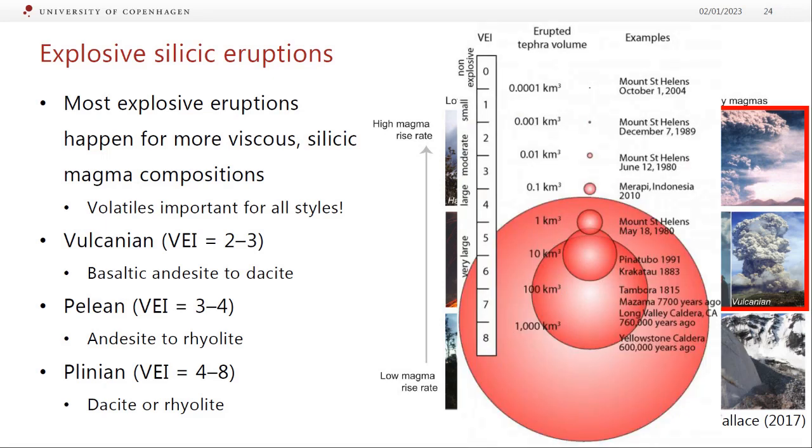Okay, so on our volcanic explosivity index, you can see that when we talk about 2 to 3, that's a thousandth or 100th of a kilometer cubed, and at the extreme end, an 8, we've got 1,000 kilometer cubed. So this is just vast differences in how much is being erupted.